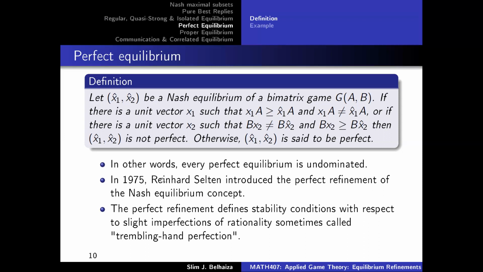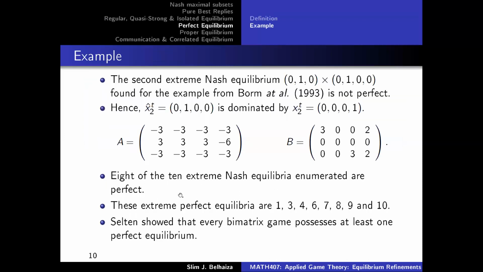What Selten did in 1975 was to introduce the perfect refinement of the Nash equilibrium concept. The perfect refinement defines stability conditions with respect to slight imperfections of rationality, sometimes called trembling hand perfection. In other words, every player is picking a non-dominated vector of mixed strategies. For instance, for this game, which is 3x4, which we already talked about, we have 10 extreme Nash equilibria. The second extreme Nash equilibrium, which is (0, 1, 0), (0, 1, 0, 0), is not perfect. In fact, you can see that it's dominated by (0, 1, 0, 0) for x2 hat.